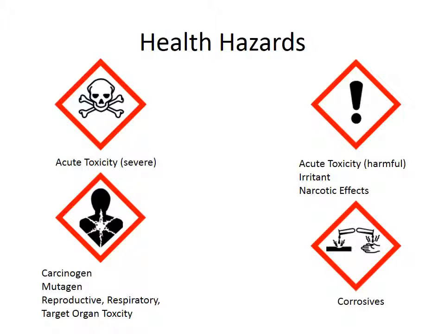The seventh picture represents compounds classified as carcinogens, mutagens, or having respiratory, reproductive, or target organ toxicity. As said earlier, corrosives are also health hazards, as these compounds can damage the skin or eyes.